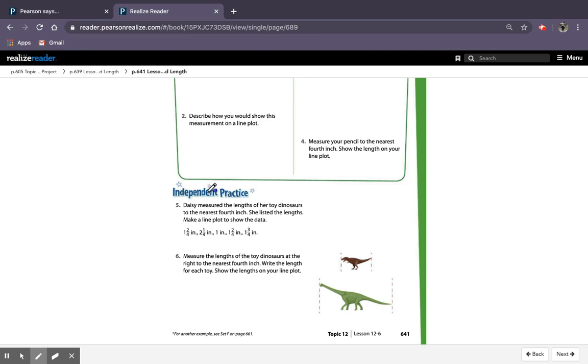Daisy measured the lengths of her toy dinosaurs to the nearest 4th inch. She listed the lengths. Make a line plot to show the data. So again, making another line plot over here. I'll make it larger this time. We're going to start with 1, 2/4.